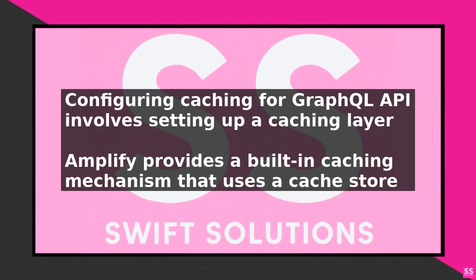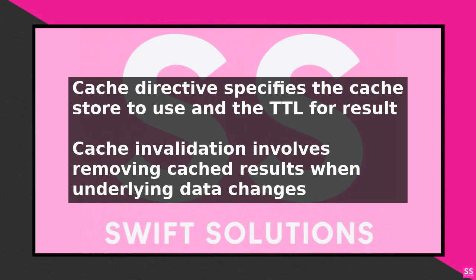To configure caching for a specific query, you need to add a cache directive to the query. The cache directive specifies the cache store to use and the TTL for the cached result. For example, you can add a cache directive to a query like this: query { fetchUsers @cache(ttl: 300) }. This will cache the result of the query for 5 minutes.